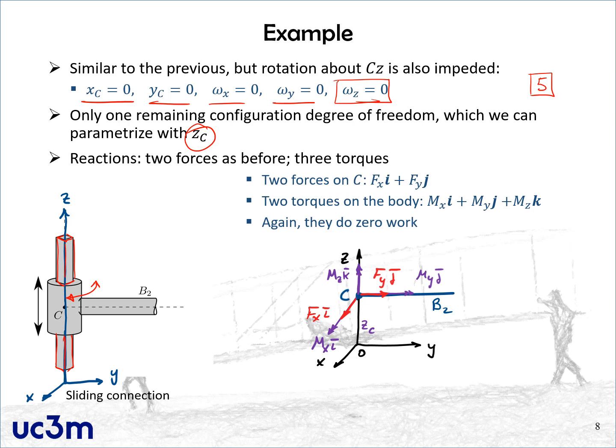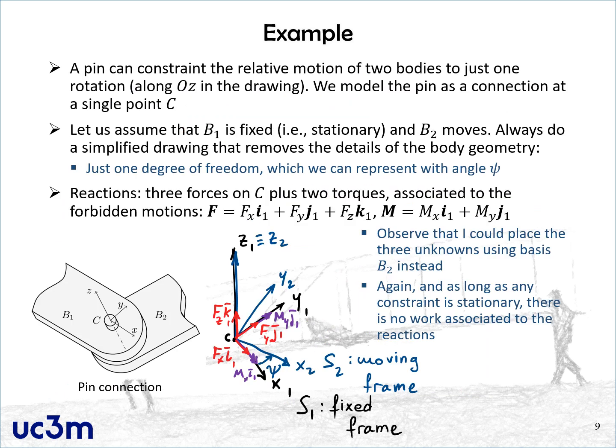As before, remember that it is desirable to make a simplified drawing without all the complexity of the figure, where we can represent the forces and choose the sign criterion for them. Not just the forces, but also the torques. Expectedly, we have the same reactions as before, fx, fy, mx, and my, but now, since the vertical rotation is also forbidden, we also have a moment about the z direction. Again, you can check that this system of forces and torques does not do any work on the rigid body because this constraint is stationary. Let us move on to the next example.